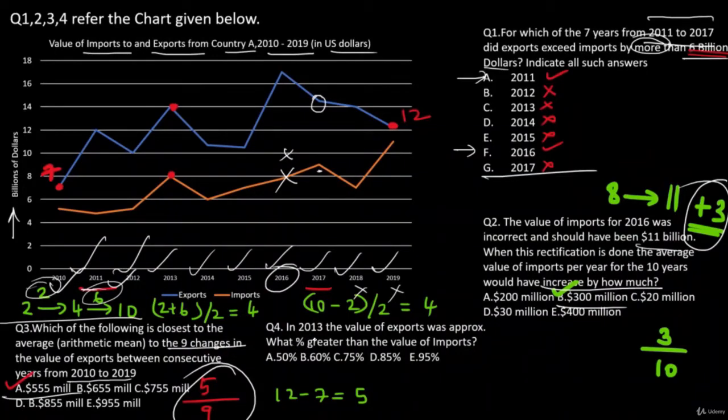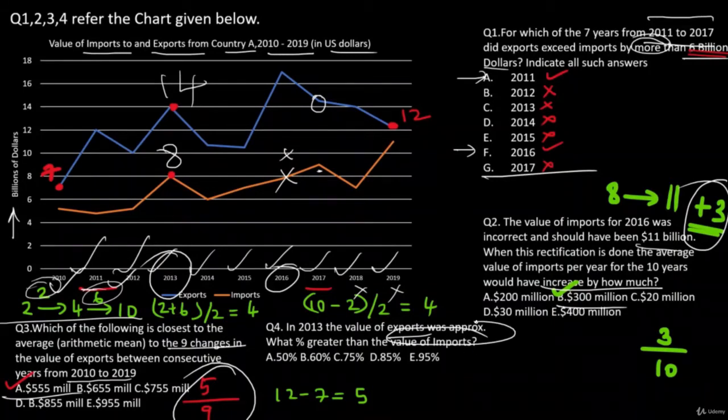In 2013, the value of exports was approximately what percentage greater than the value of imports? So we are talking about 2013, all right? Now, the value of exports is 14 billion and the value of imports is 8 billion. So the difference is 14 minus 8, right? So that's equal to 6.